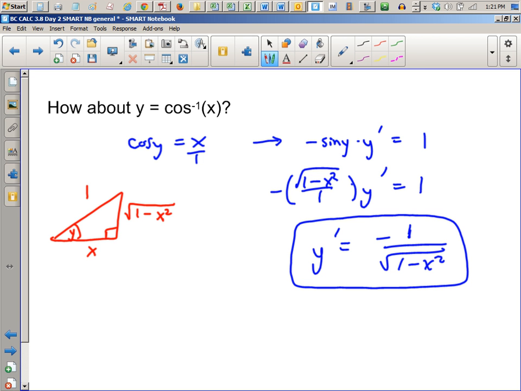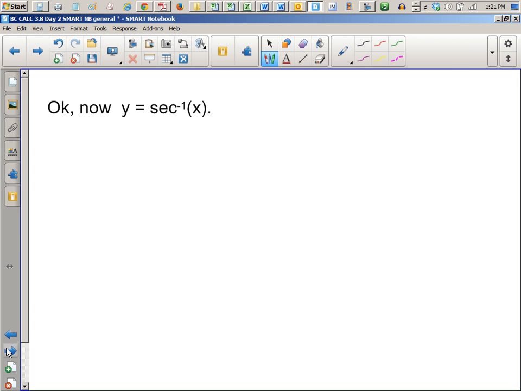Okay, next is, what did I pick next? Can't remember. Secant inverse. So you would just write sec y equals x. Draw a triangle. The angle is y. This time it's the hypotenuse over adjacent, x over 1.